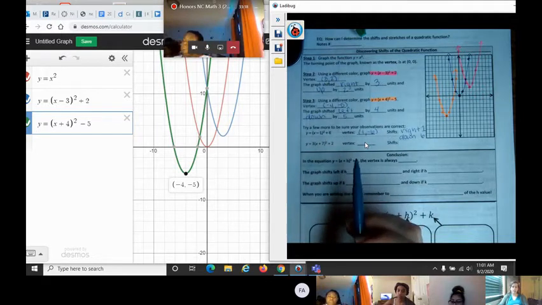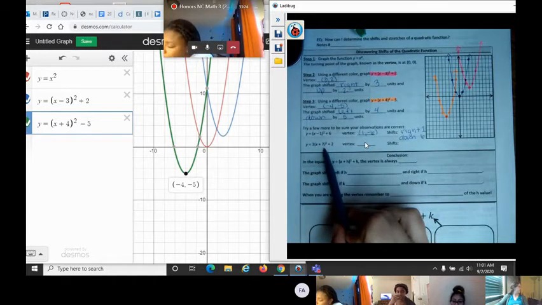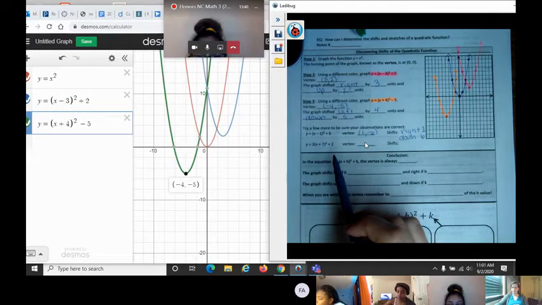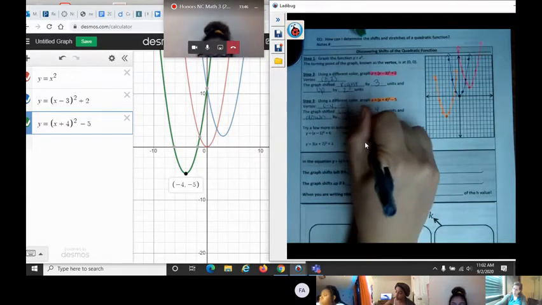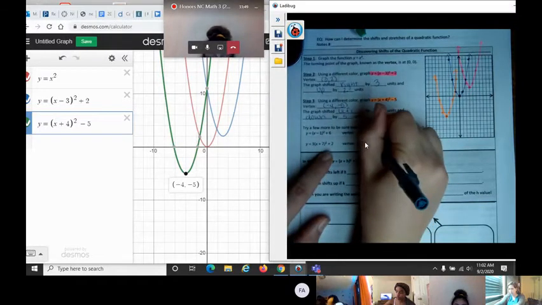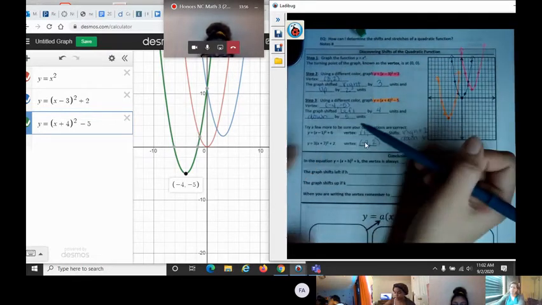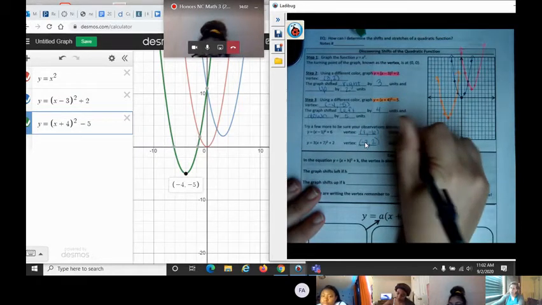And then let's see, someone else do this one. What should our vertex be? Brandy, you want to give it a shot? Would it be -7, -2? +2. Positive. So inside the parentheses, we switch the sign, but outside the parentheses, it stays the same. Okay. And this one's going to go left 7 and up 2.